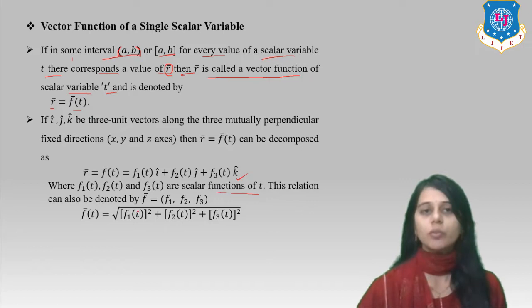The relation can also be denoted by f bar equal to f1, f2 and f3. So we write the magnitude of f bar t as under root f1(t) whole square plus f2(t) whole square plus f3(t) whole square.